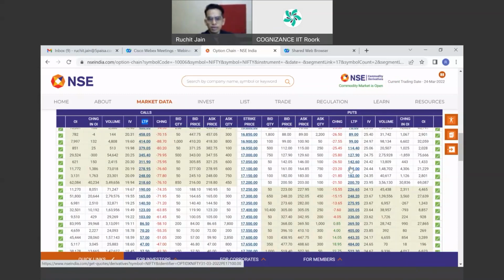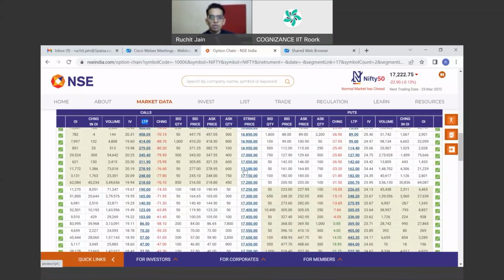17,200 is at the money, right? 17,100 is in the money, the gray colored one, call option. So how do you calculate intrinsic value of 17,100 call option? Simple, current market price minus the strike price. So if today 17,200 is the current market price, then 100 rupees is the intrinsic value in 17,100 call option. 17,000 call option is how much intrinsic value? 17,200 current market price minus 17,000. So 200 rupees is the intrinsic value in this call option.